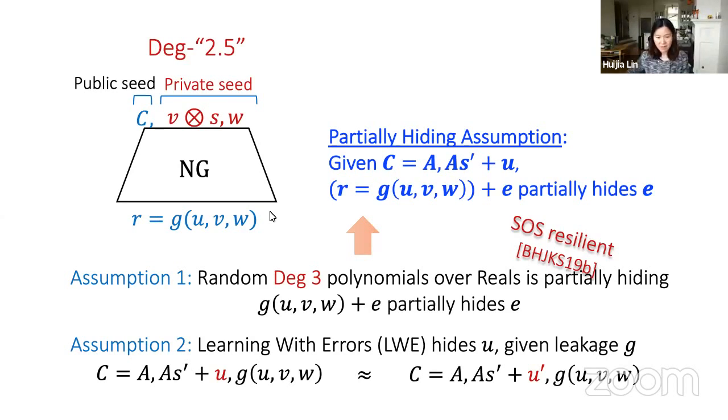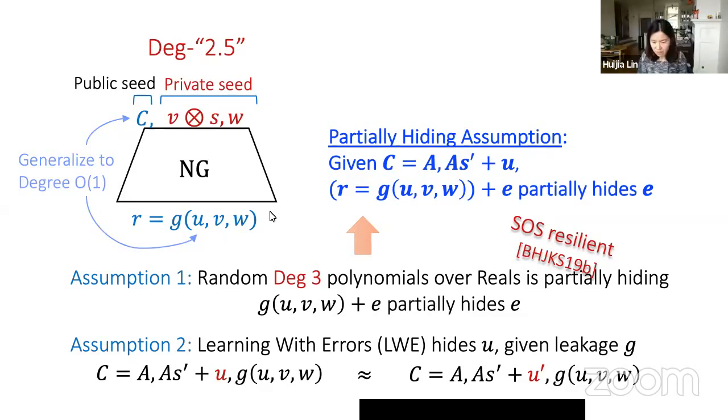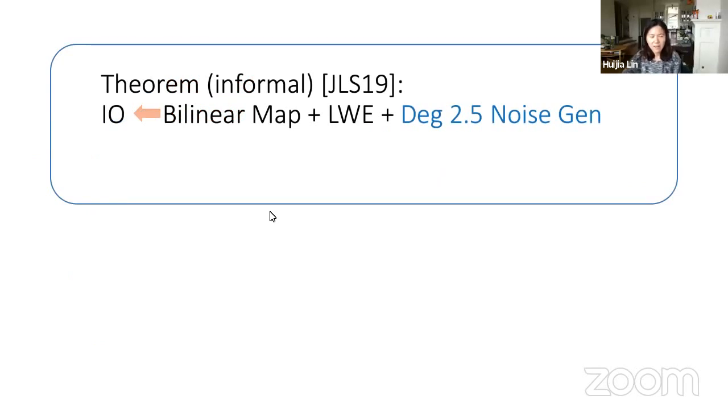Okay, so we're going to continue. As Vinod has observed, there's nothing special about degree 3; we can actually generalize to constant-degree polynomials. But for the purpose of this talk, we can just think about the degree 3 version. So the theorem that we have now is that we can build IO using bilinear maps and LWE together with such a degree 2.5 noise generator.